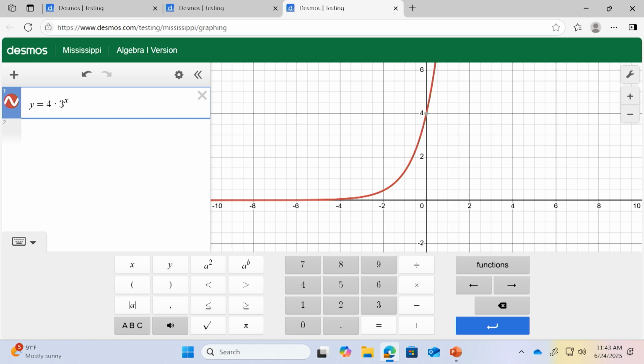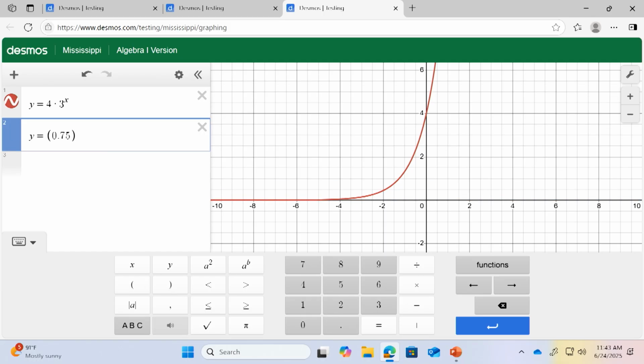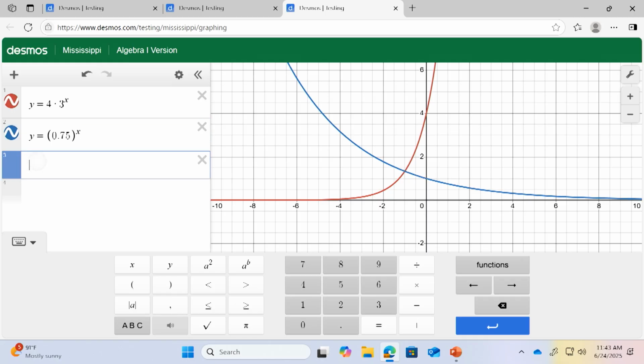All right, let's put the next one in. So then I have parentheses 0.75, close parentheses. Whoop, Miss Killen, you didn't put y equals. She sure didn't. So let's try this again. Parentheses 0.75 to the x. This one is a decreasing or a decay exponential function. So let's try the last one, see what it looks like.